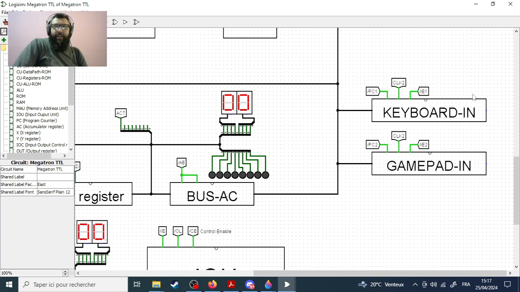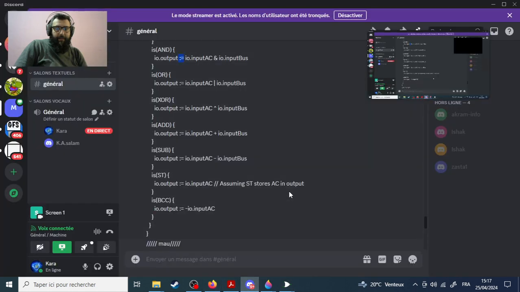They are shifters from serial to parallel to implement the gamepad, the same controller that was used on Gigatron, and we will use a keyboard in the same way. Two shifters, yes. One for the keyboard and one for the game controller.